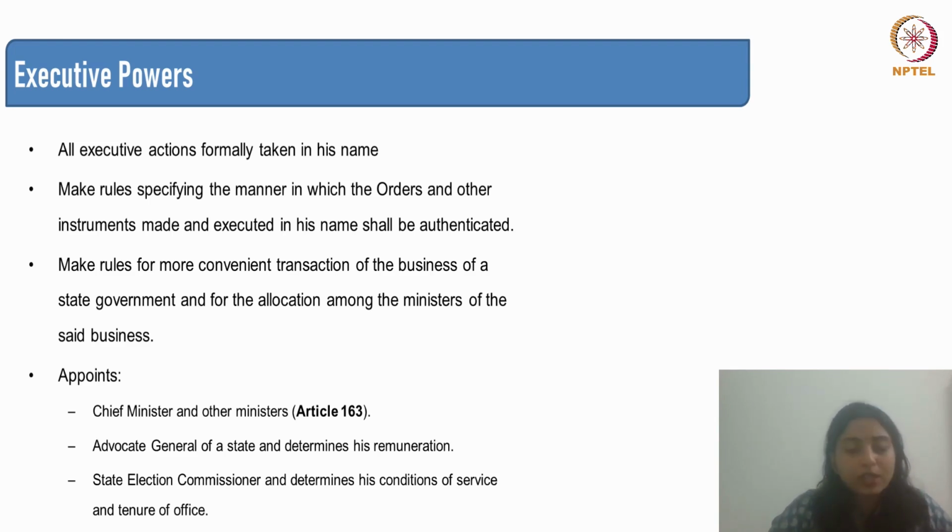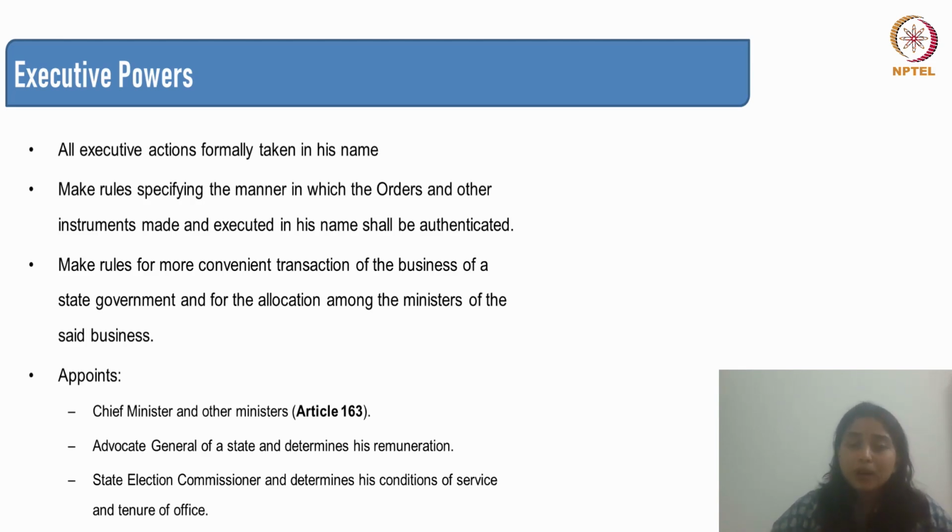So, coming to executive powers, all executive actions in the state are formally taken in his name. So, all administrative actions and executive actions are taken in the name of the governor. And the governor has the power to make rules on the manner in which orders and other instruments made and executed in his name will be authenticated. That is one of the powers of the governor.